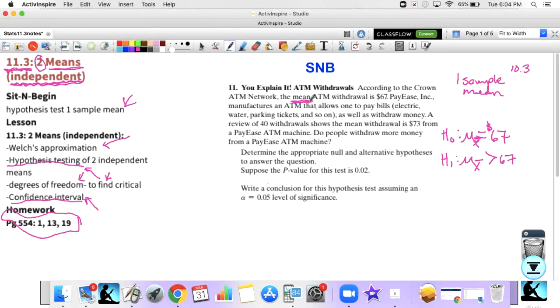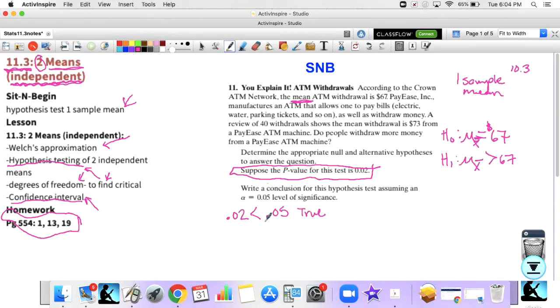So we would have to plug in a bunch of information, some of which they didn't give here. So they're just telling us, without having to plug it all in, suppose our p-value is 0.02, okay? So write a conclusion if we have a 0.05 level of significance. So we take our p-value. We want to see if it's less than our level of significance. And the answer here is yes, it is. That is a true inequality.